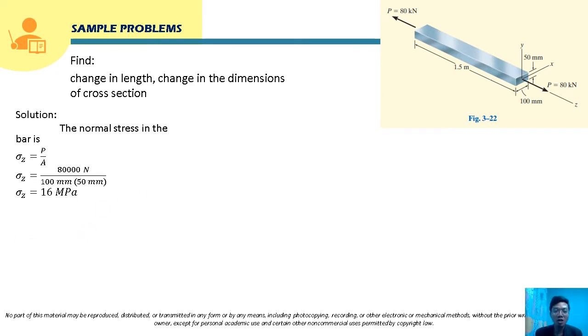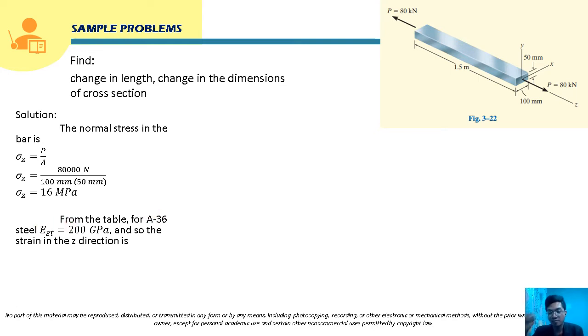Now we already solved for the sigma z, or the normal stress along the z direction. From here, we can solve for the strain, and from the strain we can solve for the deformation. In the problem, it is stated that the steel is A36 steel. From the table, there's already a derived modulus of elasticity for A36 steel, and that is 200 gigapascal. So from here, we can apply Hooke's law.